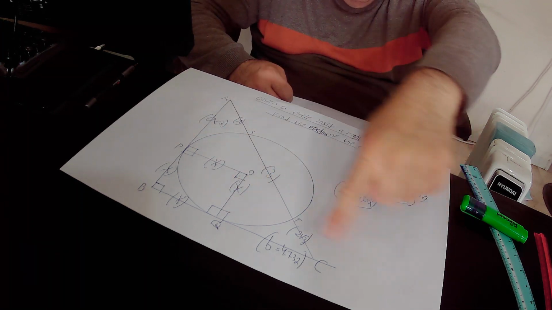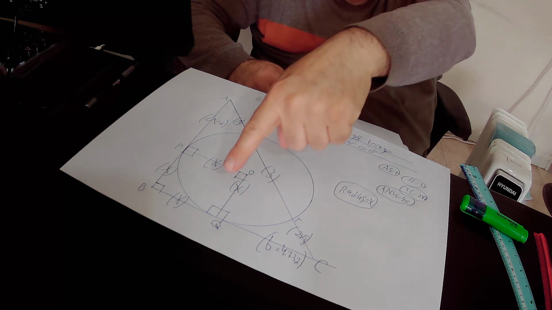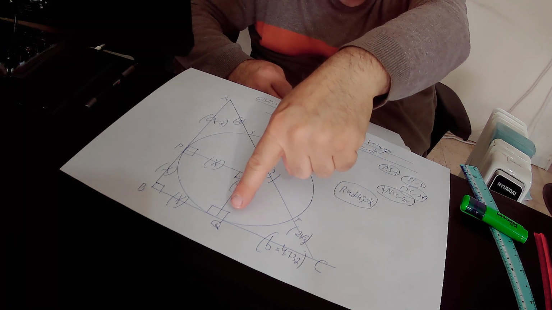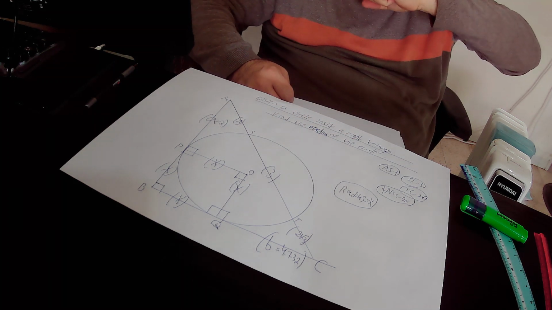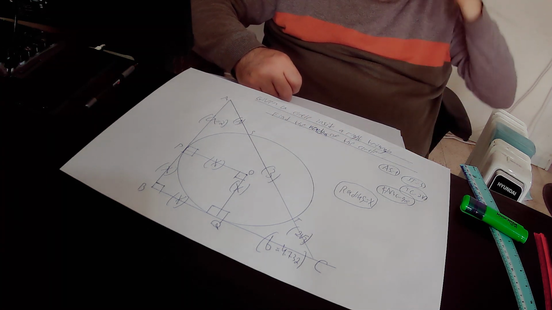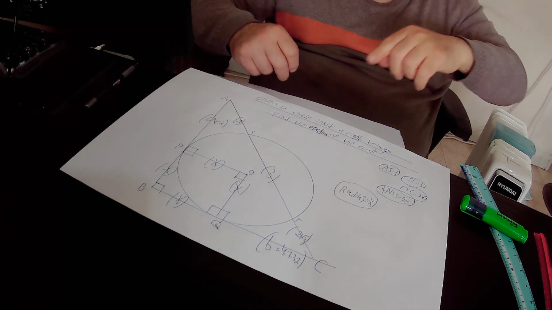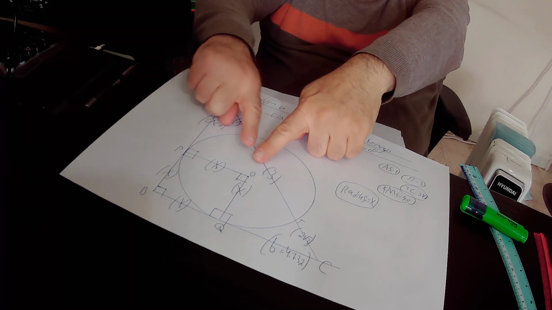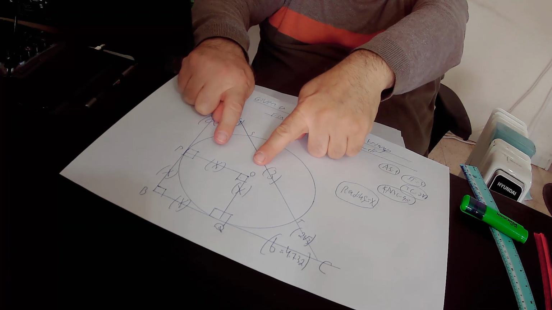If BC is perpendicular to QO, it means that this angle equals 90 degrees and this angle also equals 90 degrees according to rule 1. Likewise, we join points O and P together by a straight line. OP is the radius of this circle that is equal to X.